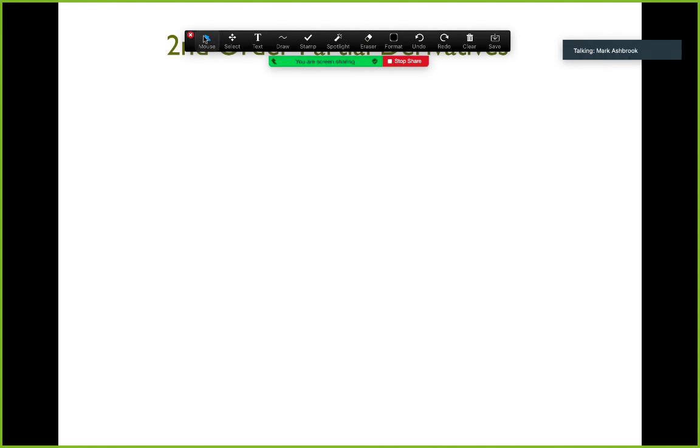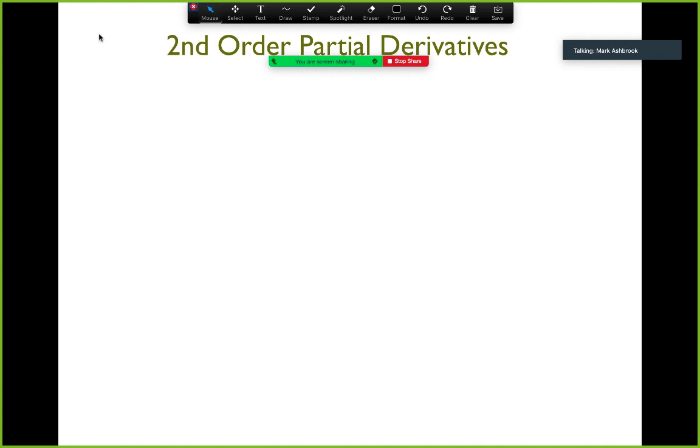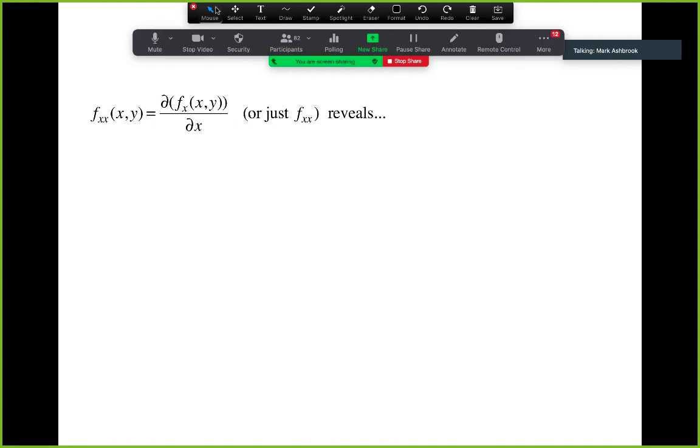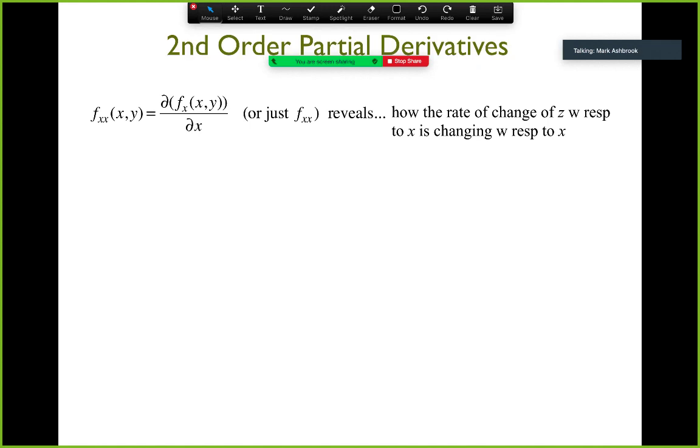So these are the second order partial derivatives. We're going to talk through this. So let's first talk about the second partial with respect to x, with respect to x. Okay? Or just f_xx. So what does that reveal? This is going to reveal how the rate of change with respect to x is changing with respect to x, right?